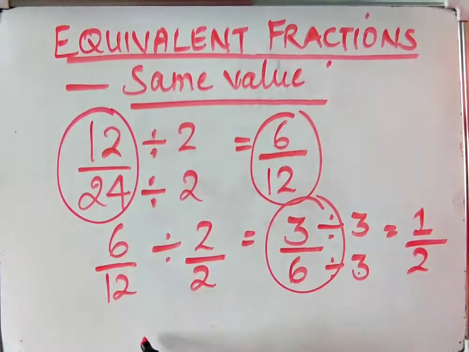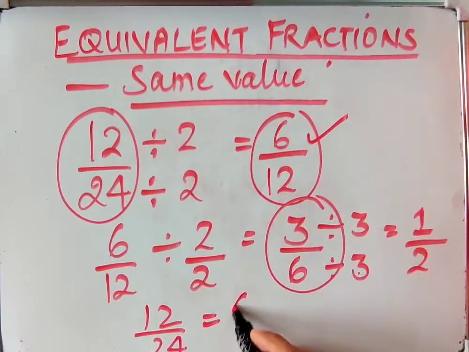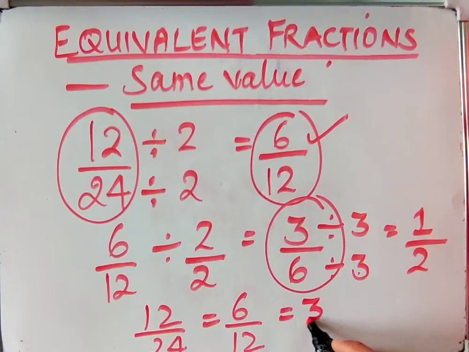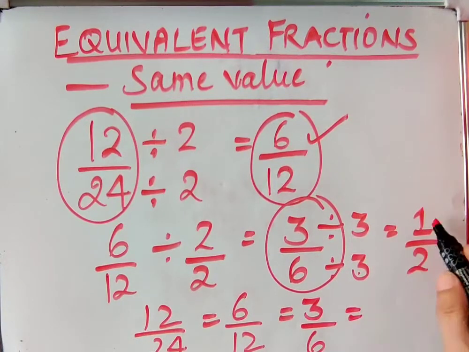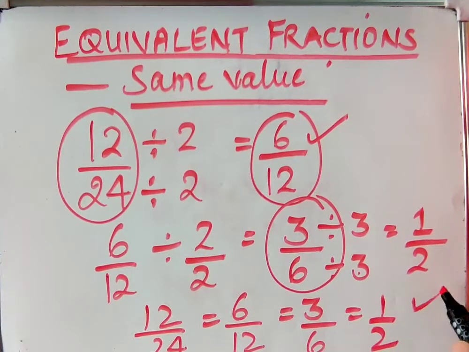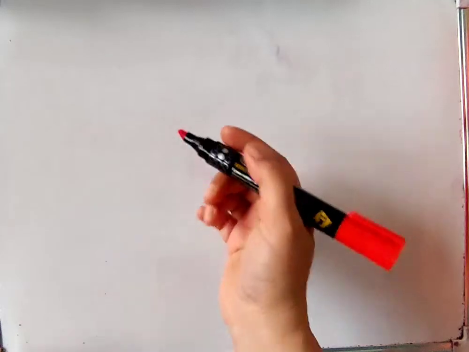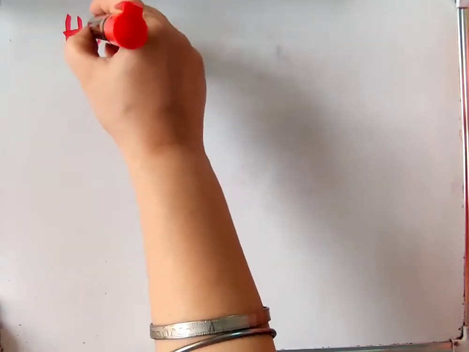Therefore, 12 by 24 has the same value as 6 by 12. 6 by 12 has the same value as 3 by 6, and 3 by 6 has the same value as 1 by 2. Thus, these fractions are all equivalent fractions. Next comes how to check the equivalency of fractions.